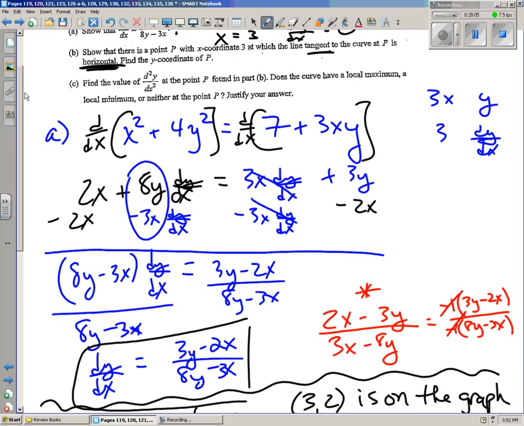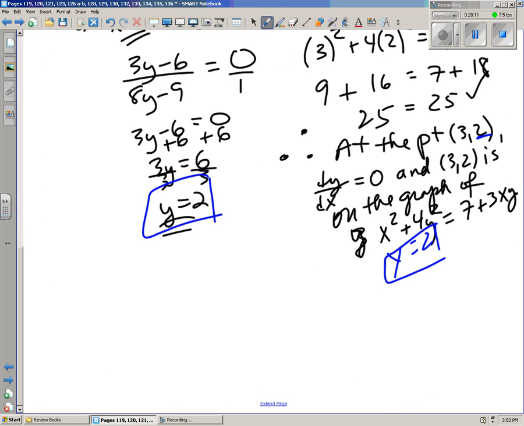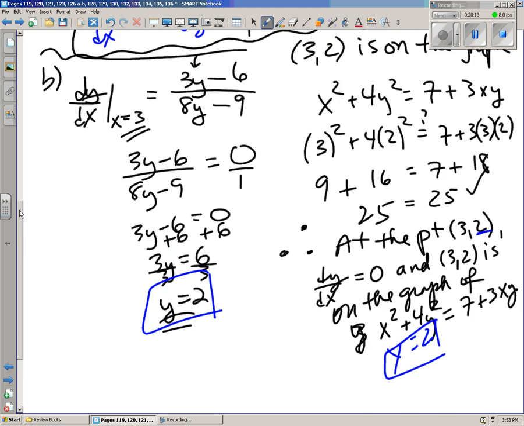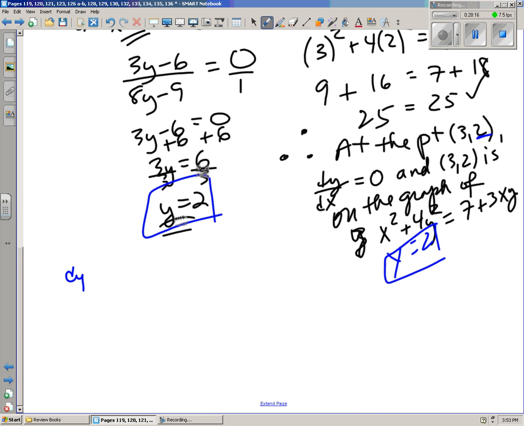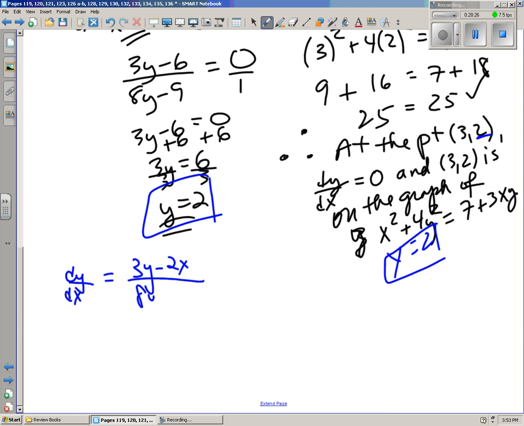All right, now part C is interesting. It says find the value of the second derivative at the point P found in part B. So we're going to do that. The first derivative, of course, dy over dx, was 3y minus 2x over 8y minus 3x.